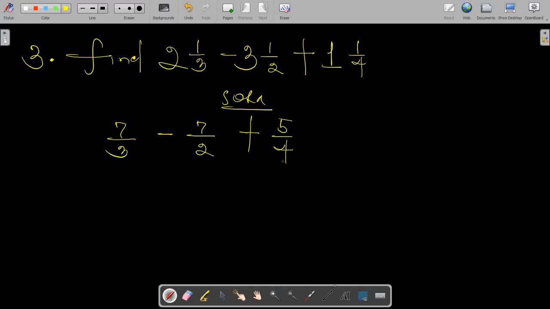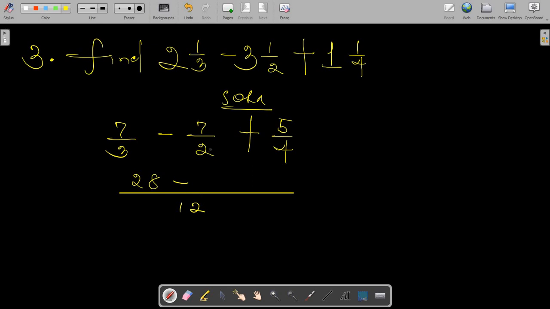So let's run the LCM. The LCM here of 3, 2, and 4 is actually 12 again. So let's put down the 12. Very easy question. So 12 goes in 3, we have it to be 4. 4 times 7, then we have it to be 28.